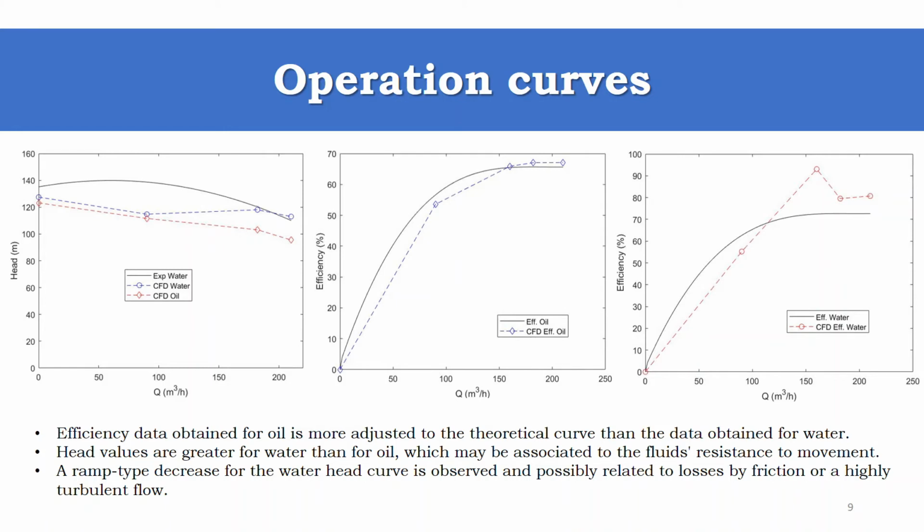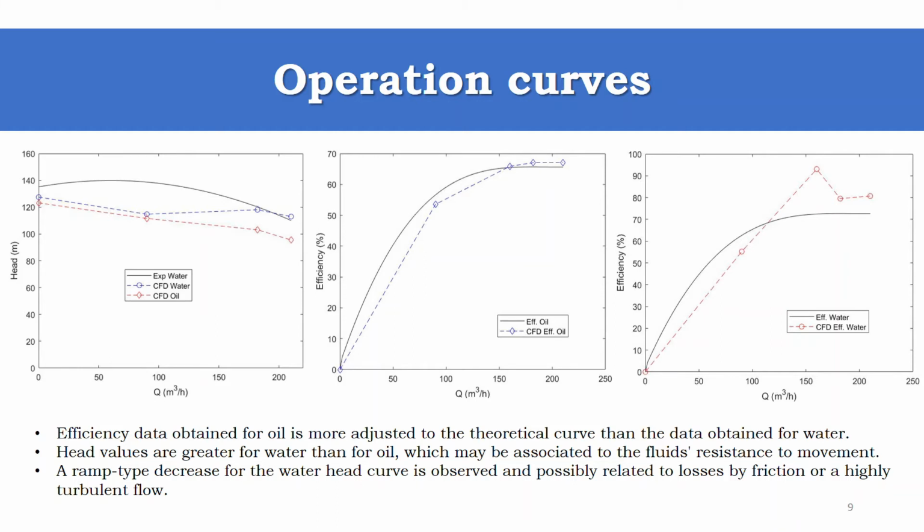The curves shown here correspond to the simulation results and their comparison with the curves reported by the manufacturer. We can see that the efficiency data is more adjusted to the theoretical curve for the mineral oil, compared with the behavioral efficiency curve for water. Besides that, the total head values for water are higher than those for mineral oil, a behavior associated to the fluid's viscosity. Resistance to movement is greater for oil than for water, which can also be understood as an inverse relationship between the fluid's viscosity and the properties analyzed here.